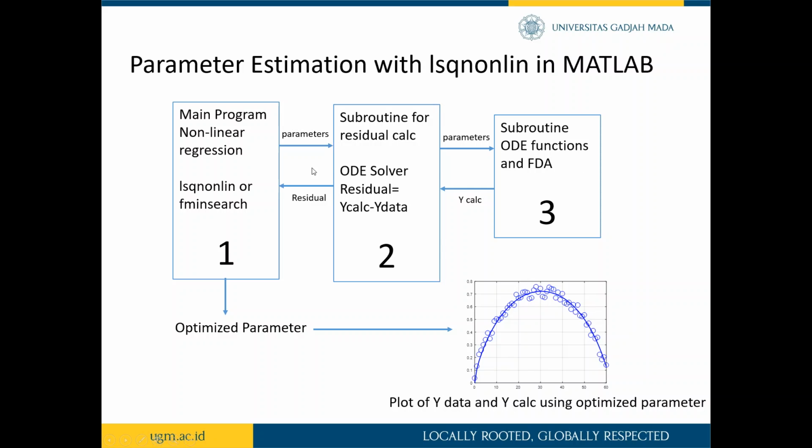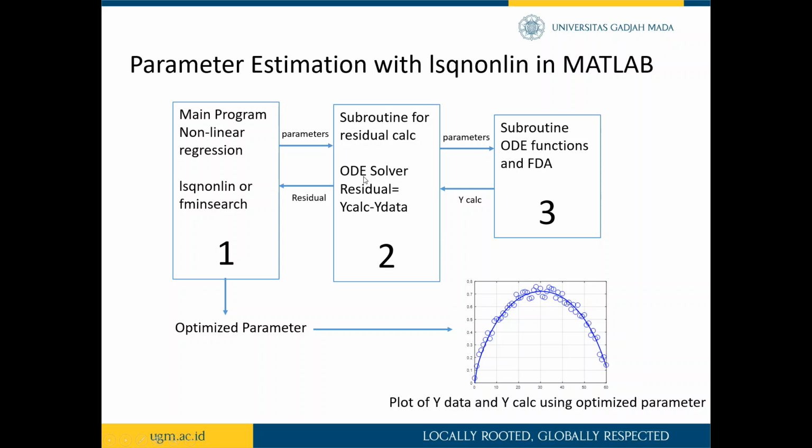Okay, I'm going to explain here what each m file function does, and the first one is the main program. This is the place where we will put our main solver for fitting. Here is the place where we put lsqnonlin or fminsearch. So the structure is the same as in any main program that I have explained. It consists of data, solver, recalculation, and plotting. And then the second part, we call it the subroutine for calculating residuals. Residuals are basically the difference between y calc and y data. This subroutine can work if you supply parameters from the main program.